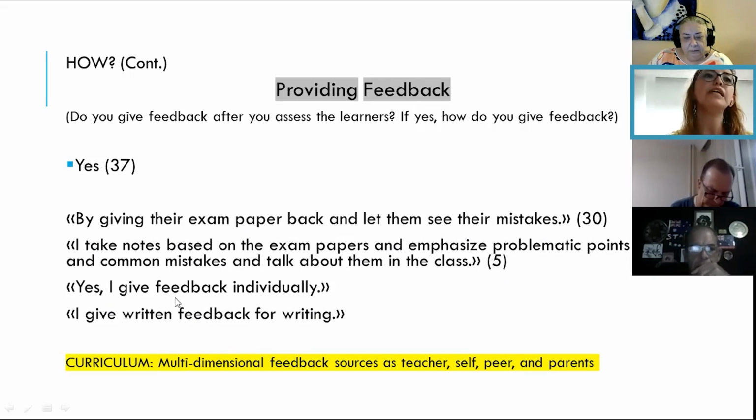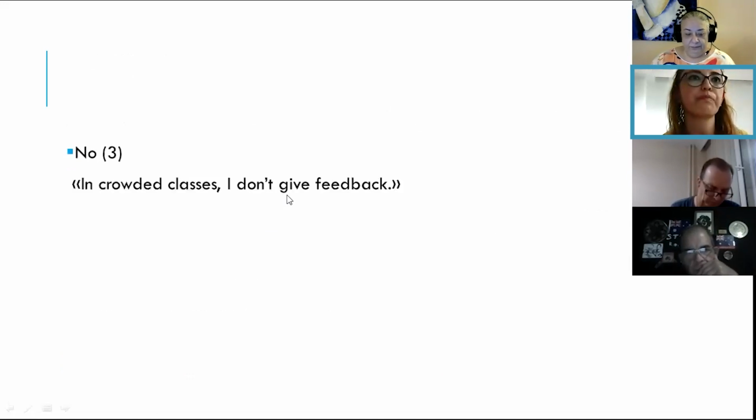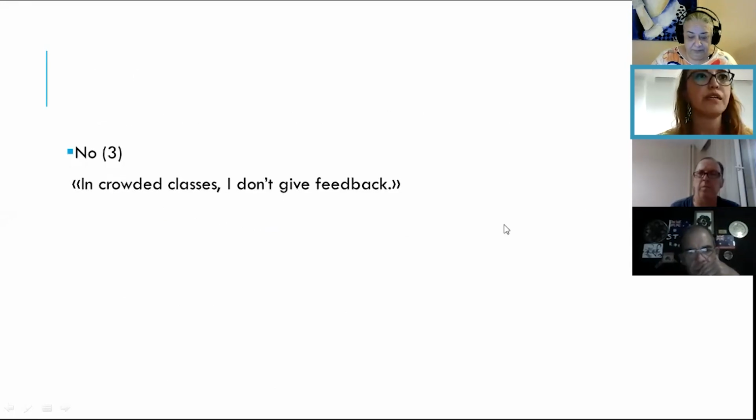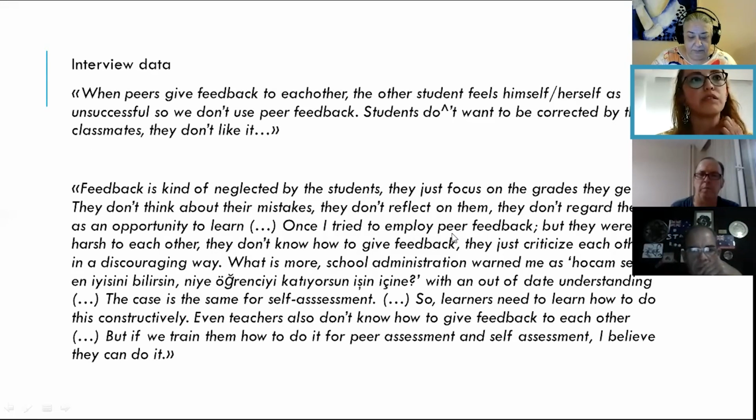If you remember, curriculum suggests us to use multi-dimensional feedback sources as teachers, peers, and if possible, of course, parents. But here we see that by giving exam papers back and let them see their mistakes is our teachers' understanding of giving feedback. Of course it works, I appreciate it, but we can vary our ways of giving feedback, of course. 3 of them said no, I don't give feedback in crowded classes.